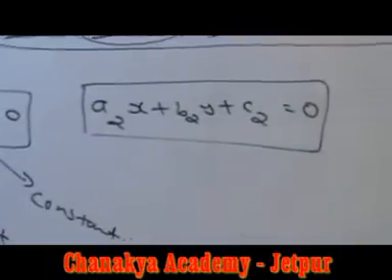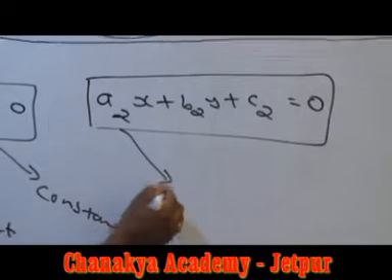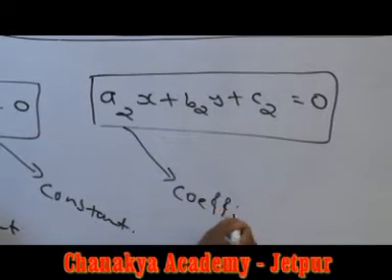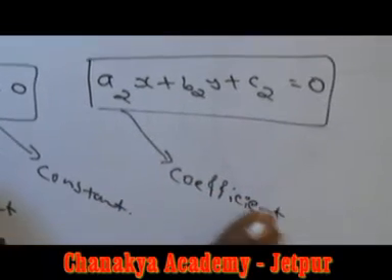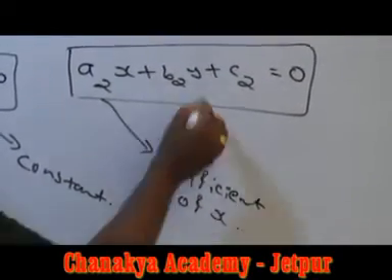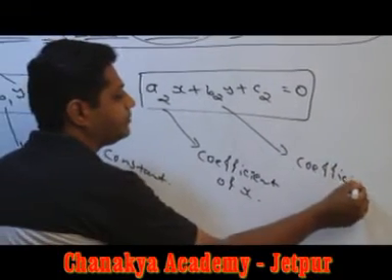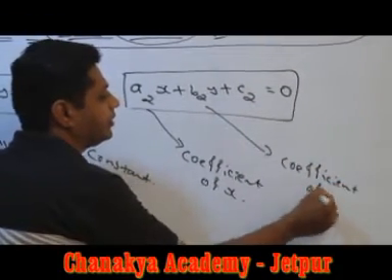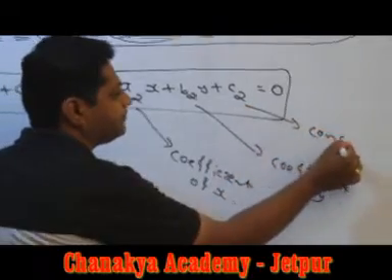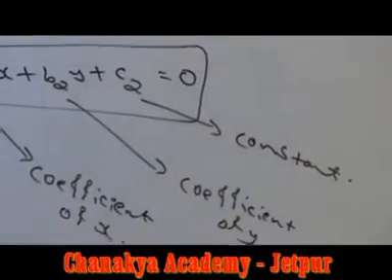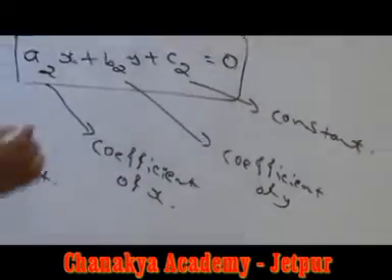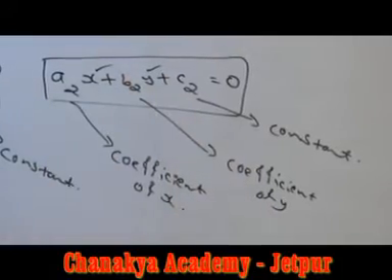Students, in the next equation a2 is a coefficient of x, b2 is a coefficient of y, and c2 is a constant. Okay students, here also x and y are the variables.